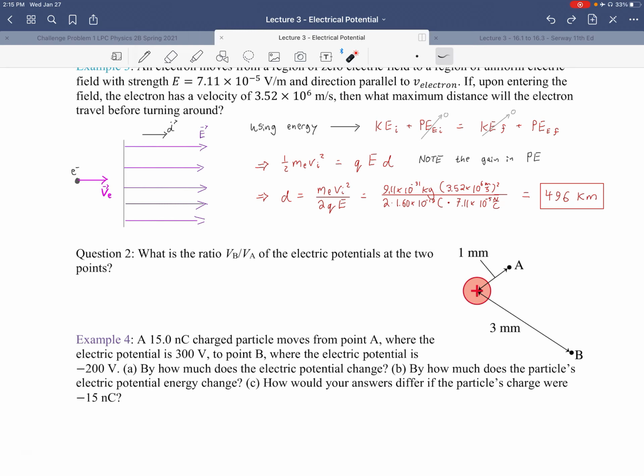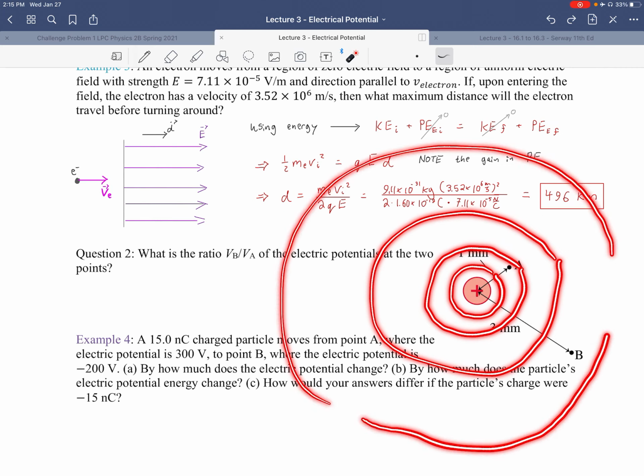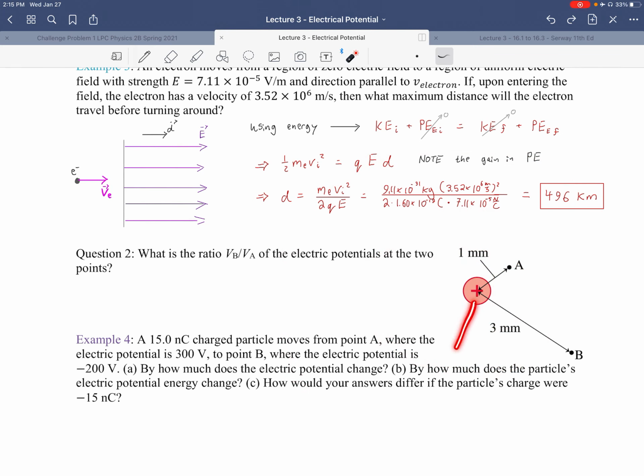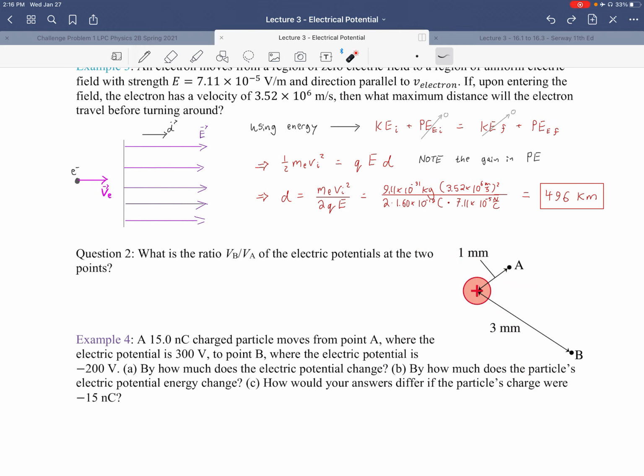What is the ratio of voltage B over voltage A of the electric potential at the 2 points? All right. So this is the electric potential of a single point charge. This is where we'd have the equipotential lines that spread out, getting further and further apart the further away you go, representing that it's becoming weaker, okay? In the same way that you could draw the electric field, and then the fact that the electric field lines are becoming less closely packed together, also denoting the fact that the field is getting weaker, okay? The voltage is getting weaker, the field is getting weaker, the strength of the forces is getting weaker. Everything gets weaker the further away we move.